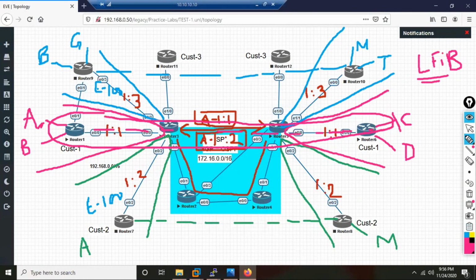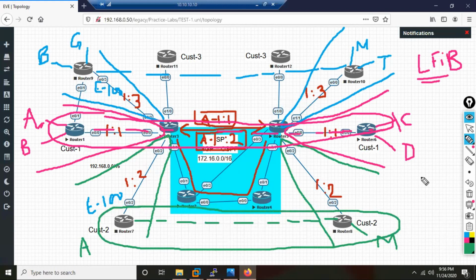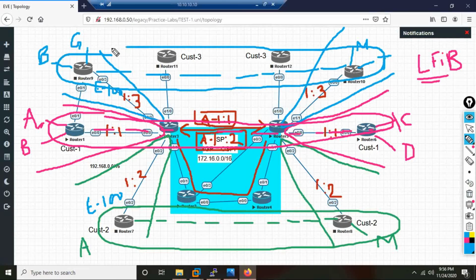And customer 2, R7 and R8, is like another VPN. Customer 3, let's say, is like another VPN. Their traffic is flowing as good as directly between R9 and R10, directly between R7 and R8, directly between R1 and R6.